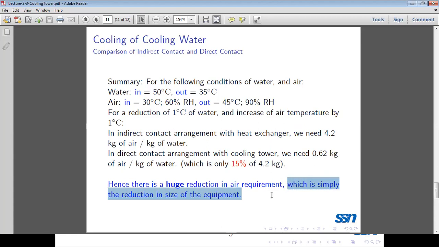That is simply a reduction in the size of the equipment, because size matters a lot. If it were 6 times larger, given that the cooling tower already has this large diameter and height, it would lead to a larger power requirement. Where is the power requirement? You need a huge fan to suck or force the air, and the space also means a lot of structures. Because of the engineered application of evaporative cooling, we have a huge reduction in size. Are you able to appreciate this?